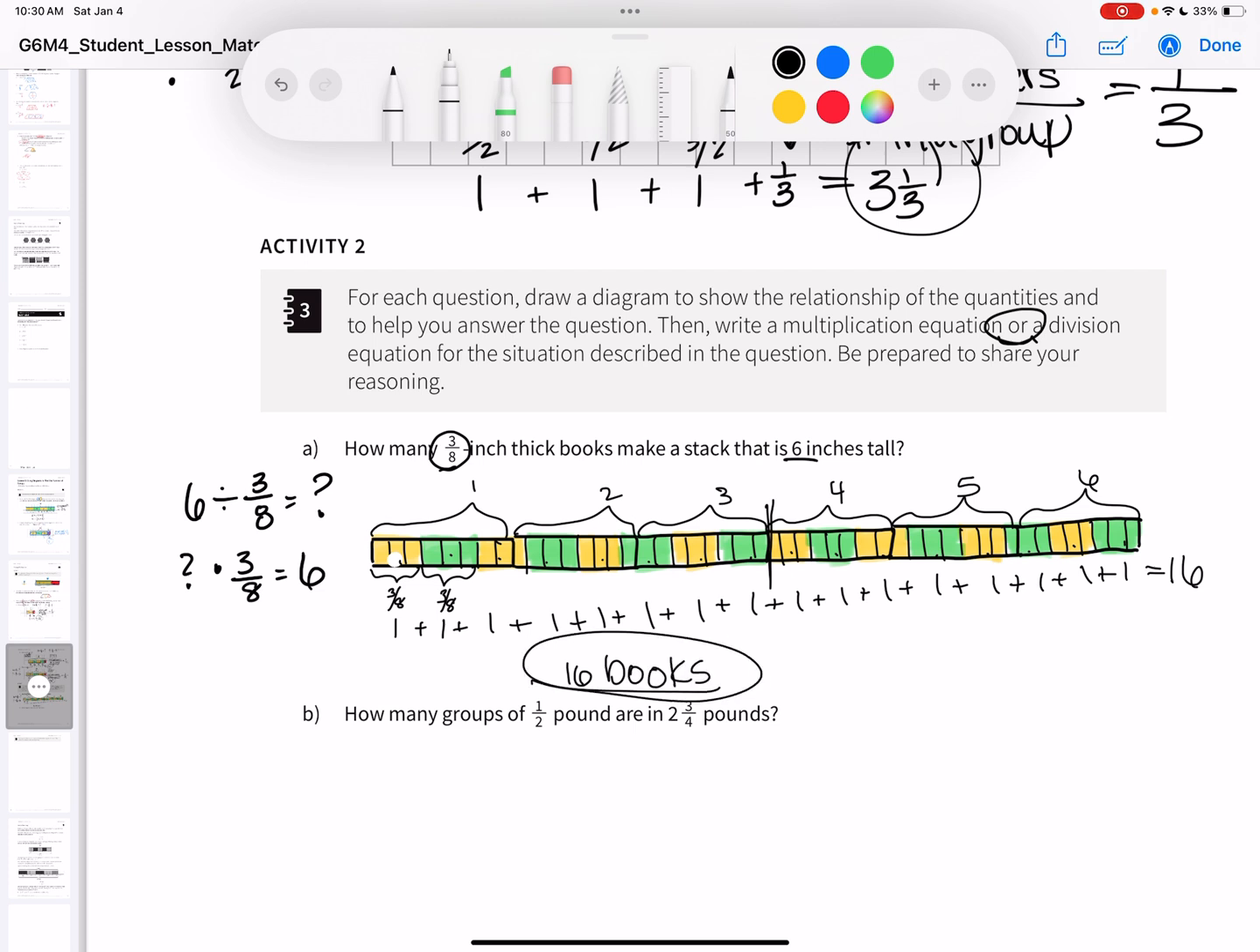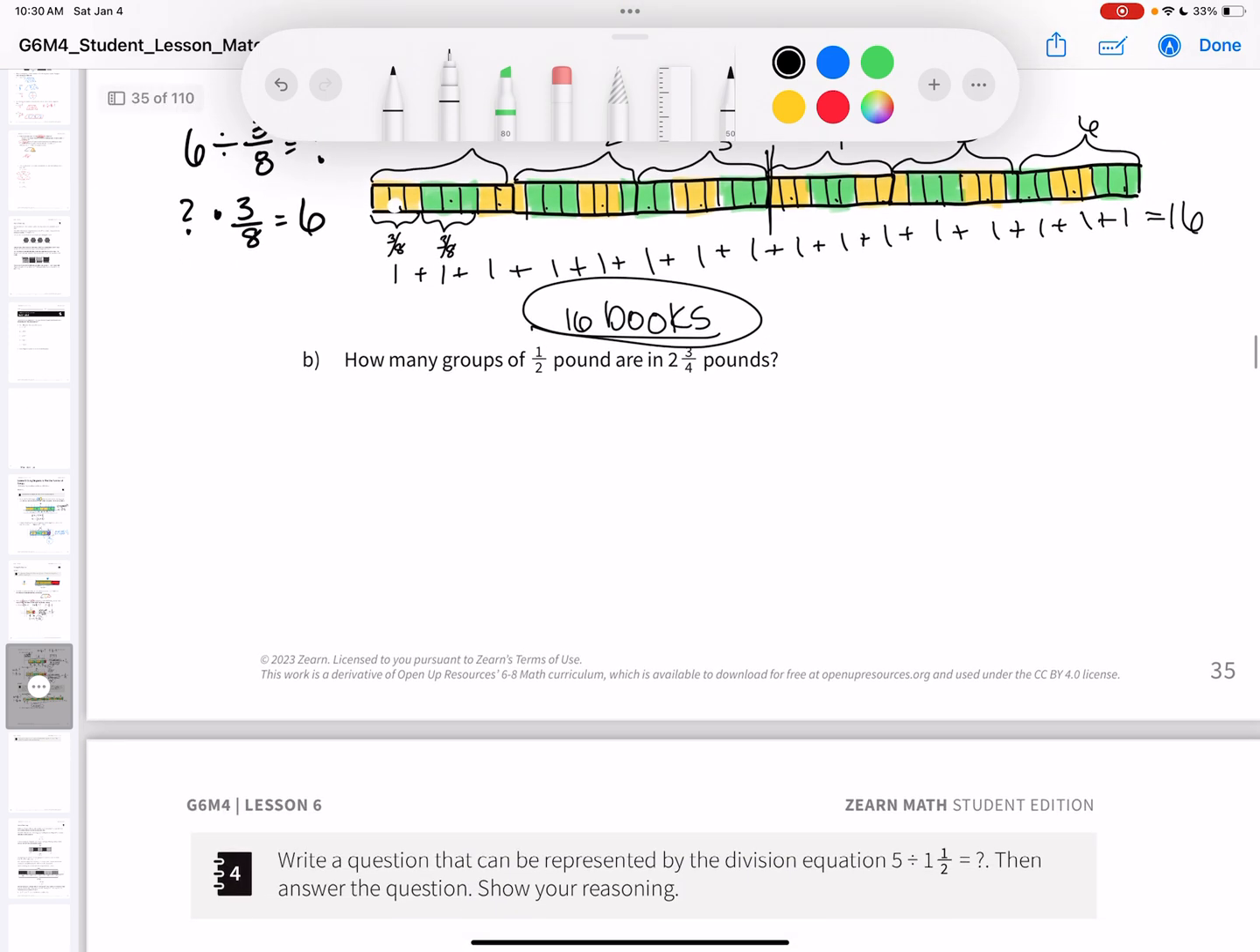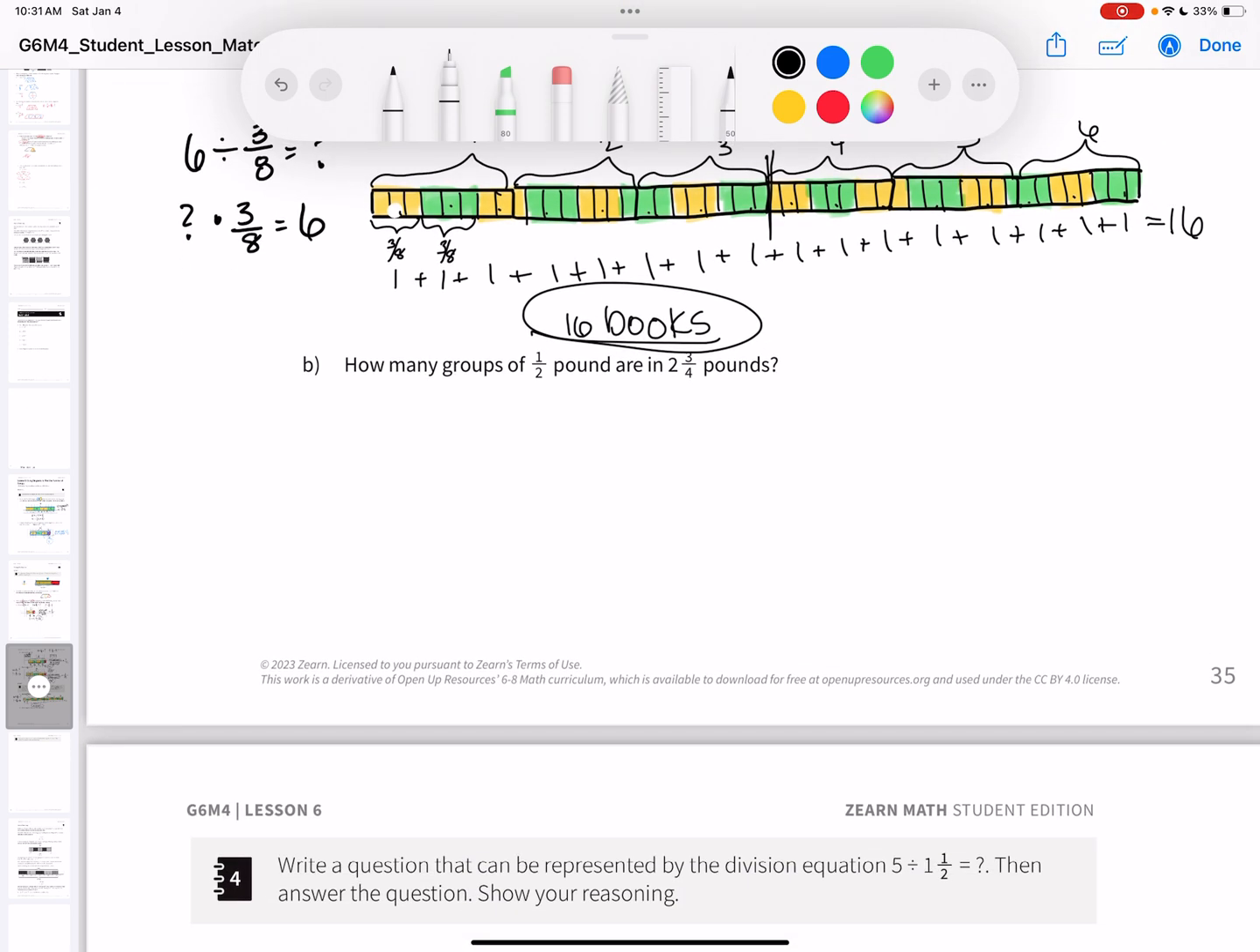So that's our answer. All right. Whew, that was a long one. Let's go to the next one. How many groups of 1/2 pound are in 3 3/4 pounds?